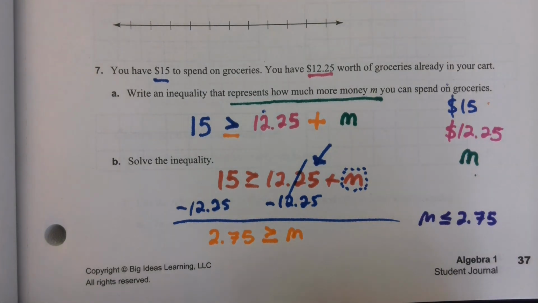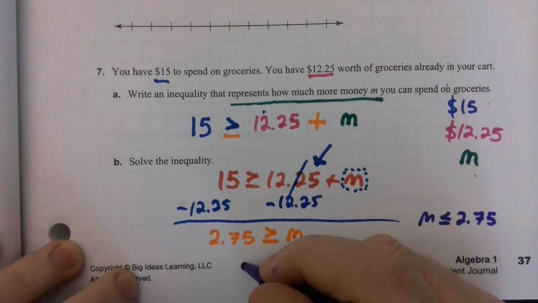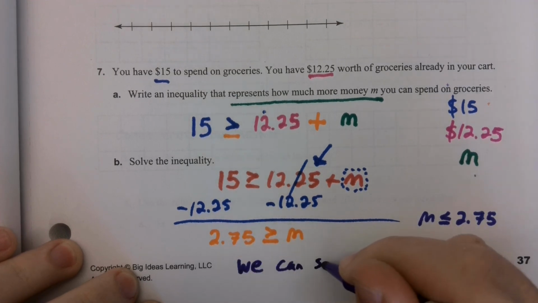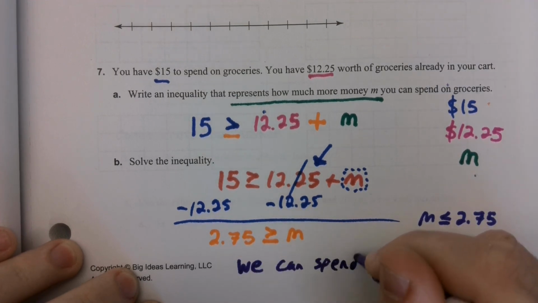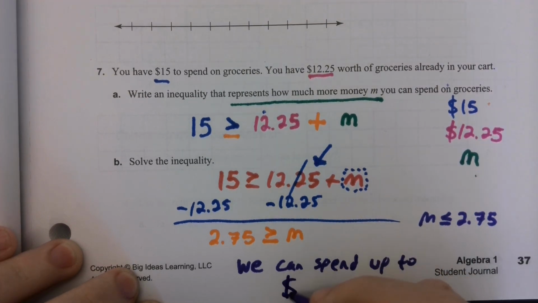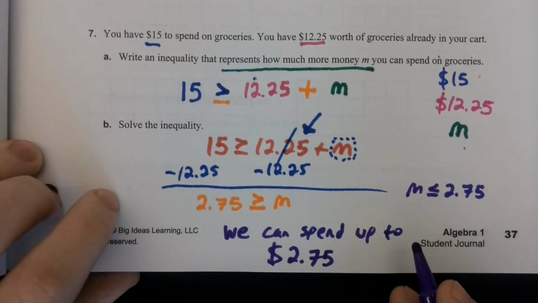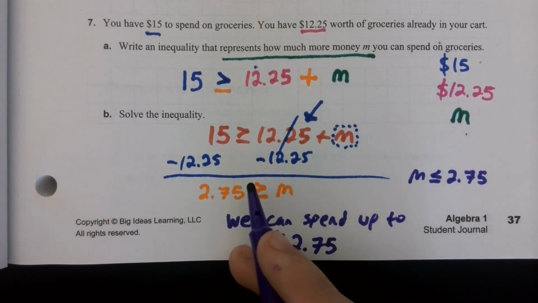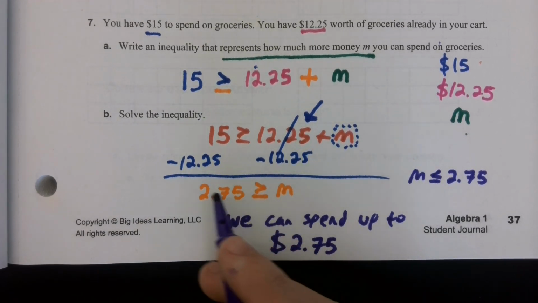To finish off this problem, we say we can spend up to $2.75. And these words, up to, says that I can spend less than $2.75 or equal to $2.75. That represents this inequality here.